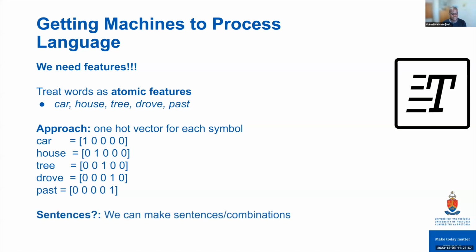How can we make sentences? We can make them maybe from combinations. So "car drove past tree house" just becomes 5 ones because every word is in there. But we do lose something in this case. We lose the order.